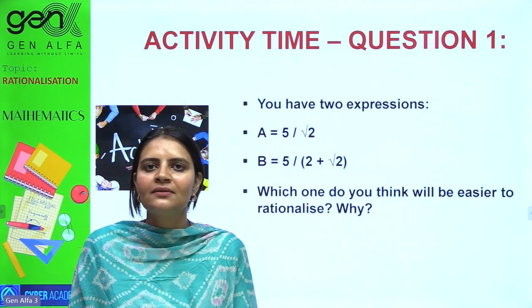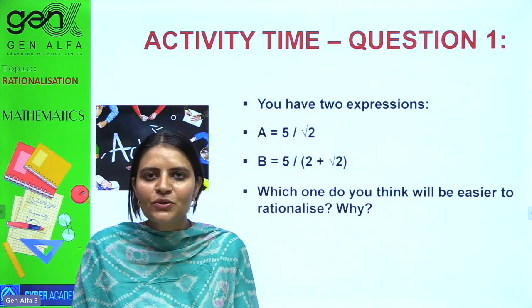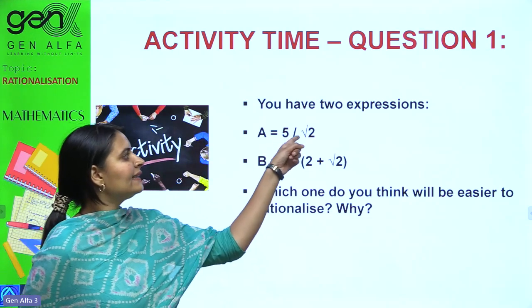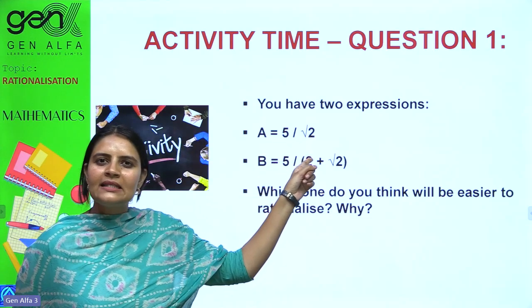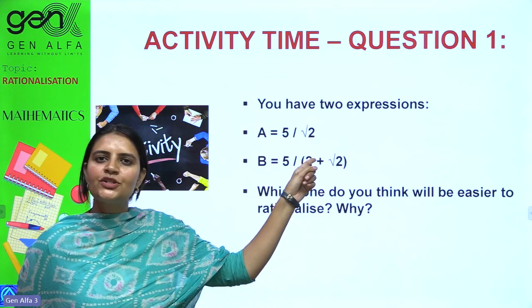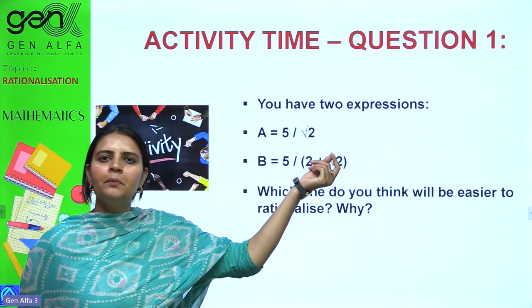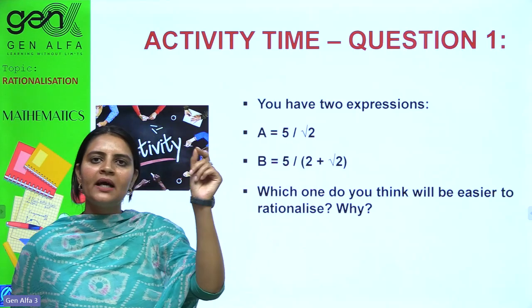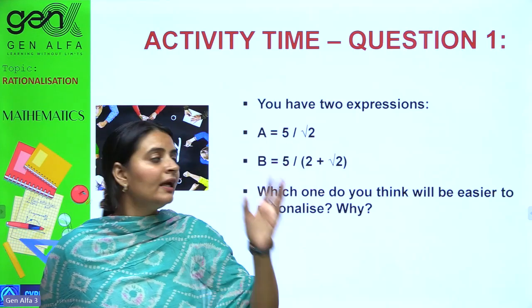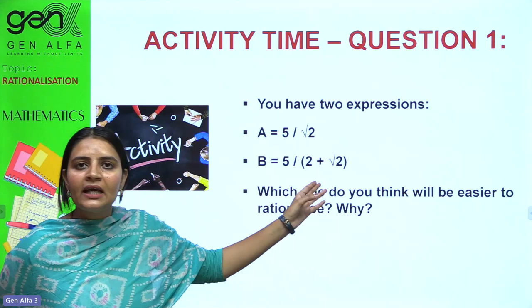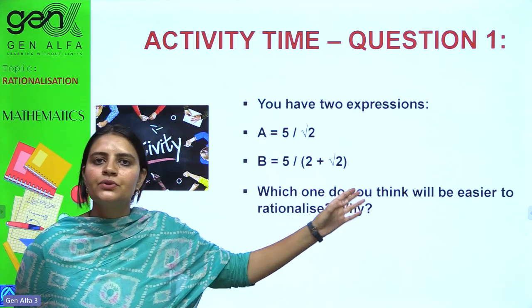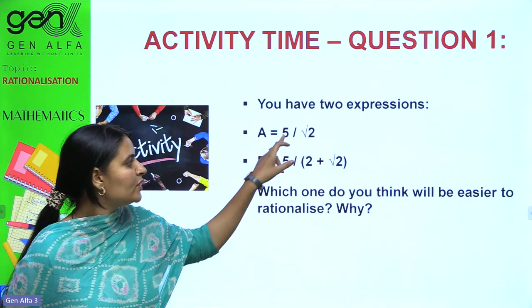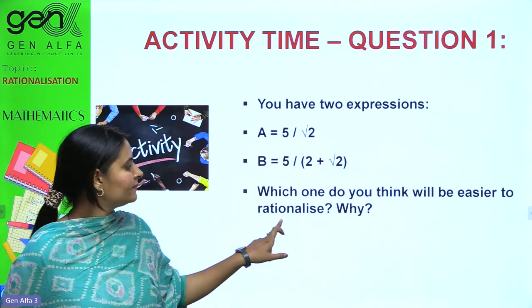The conjugate one? The conjugate one is a bit more difficult than the simple one. Obviously, the single term is quite easy to solve. Why? You just need to take the same number, get it multiplied and divided. 5 by under root 2 is multiplied and divided by under root 2 itself. And in the second one, you need to take the conjugate, 2 minus under root 2. So that makes it a bit tricky. So which one is easier? First one.